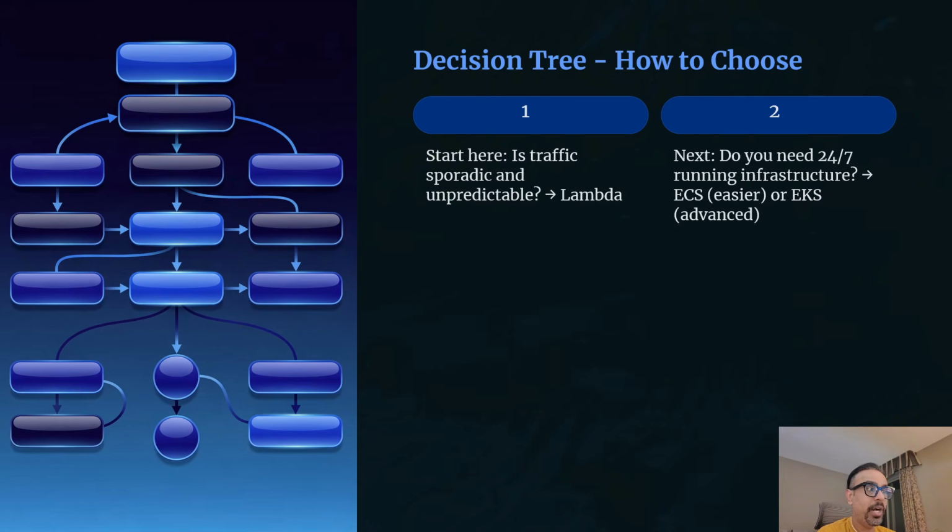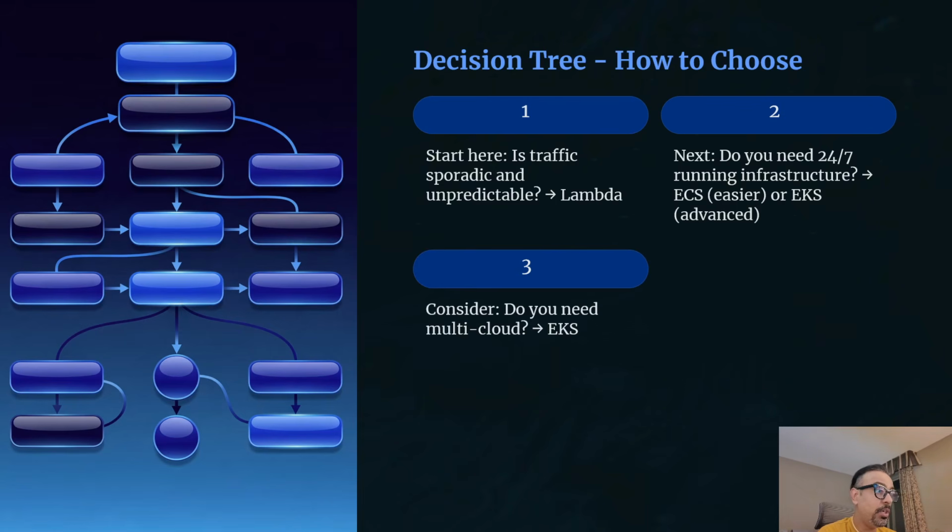The second question: do you need infrastructure running all the time? If yes, you need containers. So ECS or EKS would be your option. The third question: do you need multi-cloud capability or an extremely complex orchestration tool? If no, choose ECS because ECS is simpler, AWS integrated, and perfect for most applications. And if you want multi-cloud capability, then you can choose EKS. EKS gives you Kubernetes portability and advanced features compared to ECS.